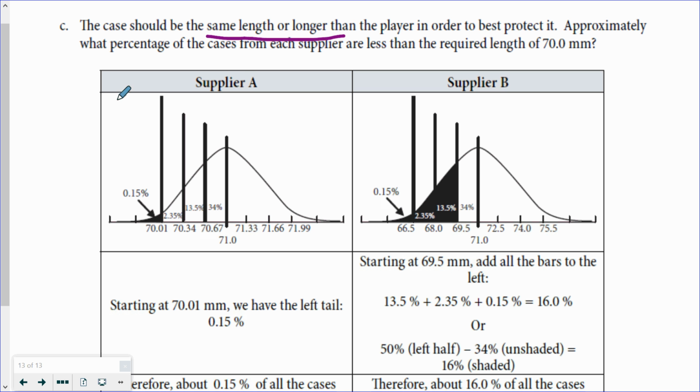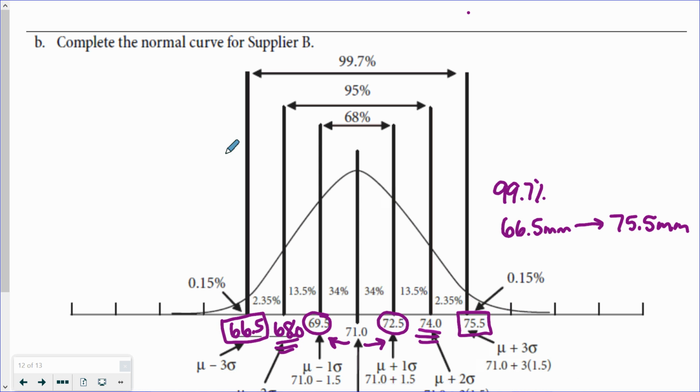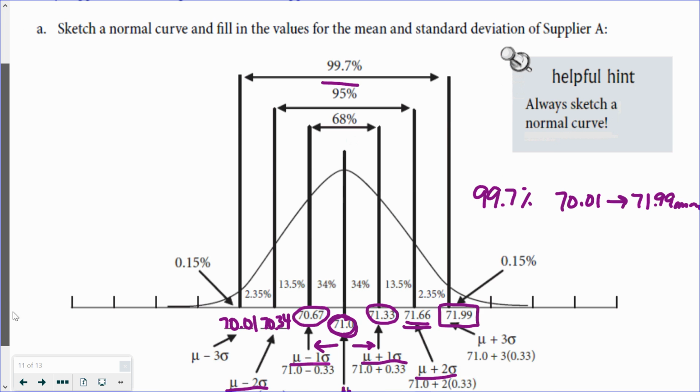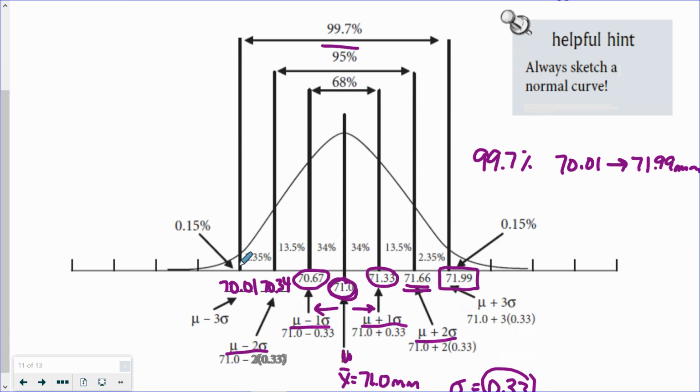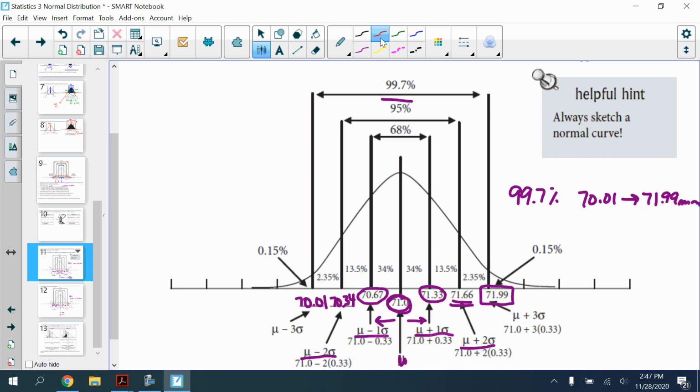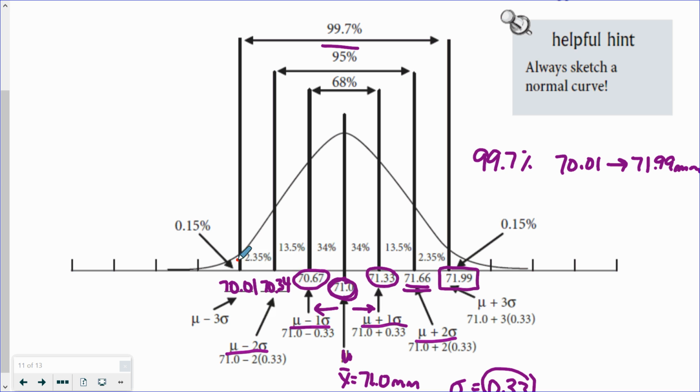So what I'm actually going to do is just take us back to the graphs that we have, even though it is below there. So if we go to our graph for supplier A, we see at 3 standard deviations, it was just over 70 millimeters. So we could kind of give our estimate that these cases are too short. So that's about 0.15%.